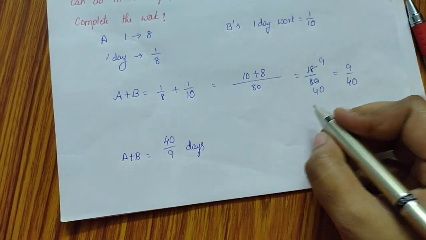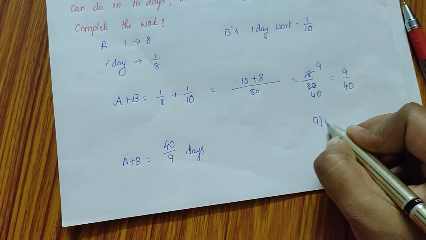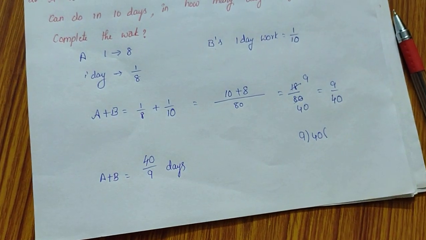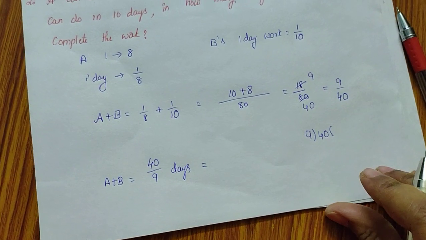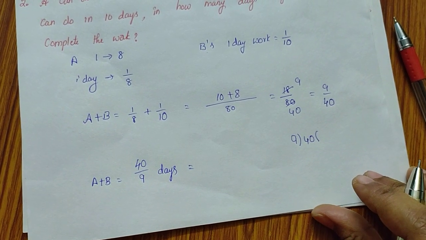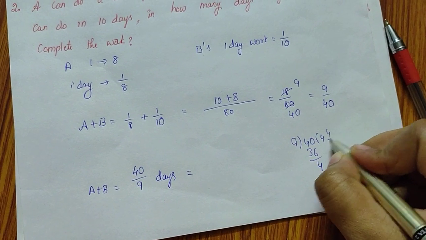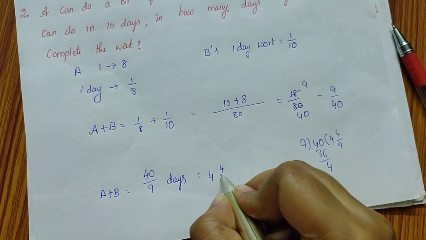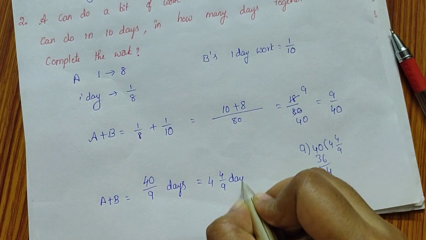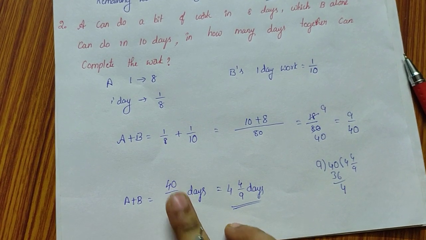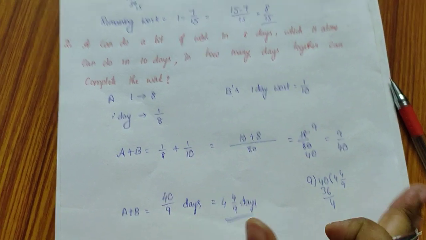So in some cases it is given as a mixed fraction. So we have to write it: 9 3's 27, 9 4's 36. So here 4 4 by 9 days. That's it. It takes 40 by 9 days or 4 4 by 9 days. Next question.